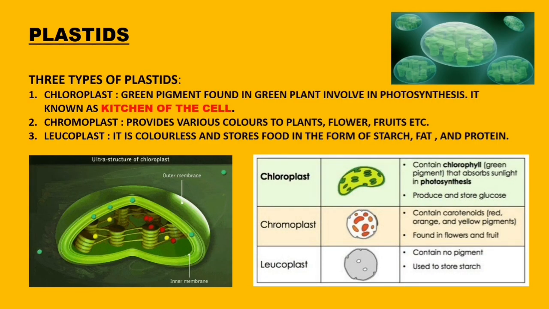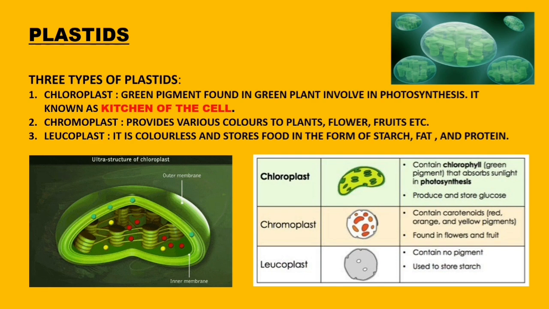Plastids. They are present only in plant cells. Plastids develop from colorless precursors called proplastids. They are of three types: chloroplast, chromoplast, and leucoplast.